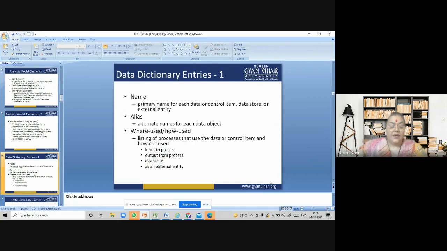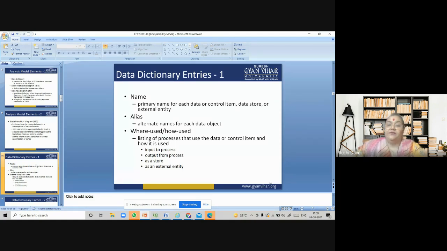Now, another question comes here. We have the data dictionary, and everything about data is written in the data dictionary. So what is that everything that we write? What is the entry that we make? Here is one example of what we do and how we do it. First, we write down the name. In the data dictionary, we enter the primary name for each data or control item, data store, or external entity. We write down the name of each and everything: data, data store, external entities, etc.